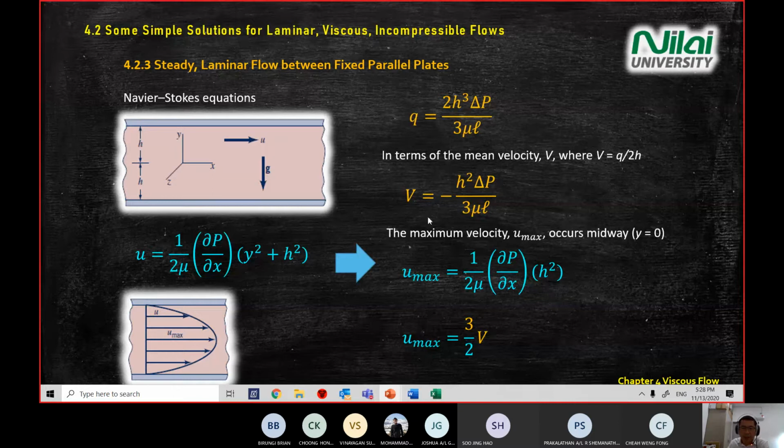Okay, if you put your Umax in the v term, then you'll get 3 divided by 2v. It means that if you have a velocity, your Umax is 1.5 times the velocity that you can measure.